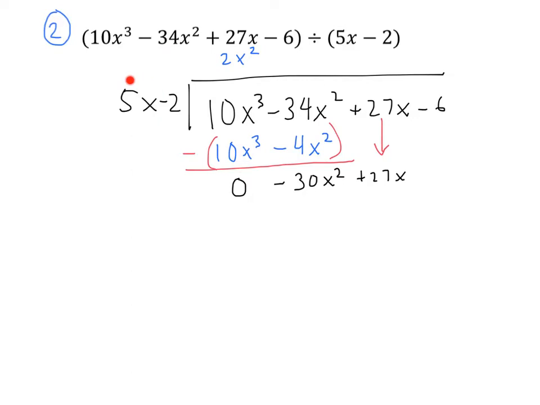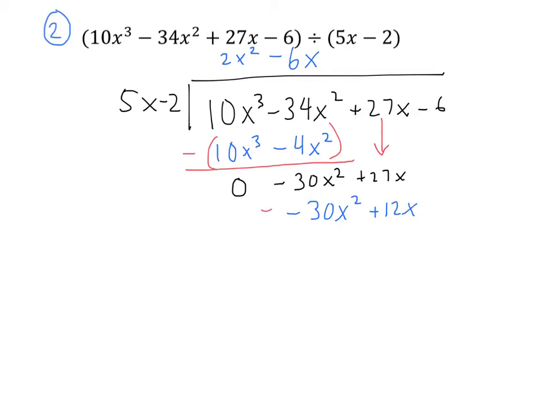So let's focus on this 5x and this negative 30x squared. How many times does 5x go into negative 30x squared? And the answer is negative 6x times. Now we're going to multiply. Negative 6x times this 5x minus 2. That's going to be negative 30x squared plus 12x.